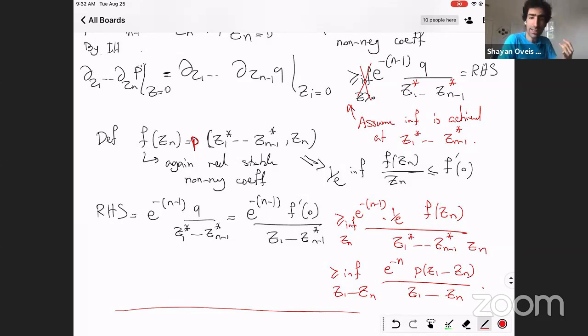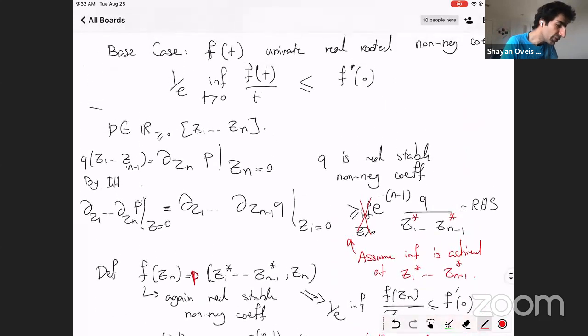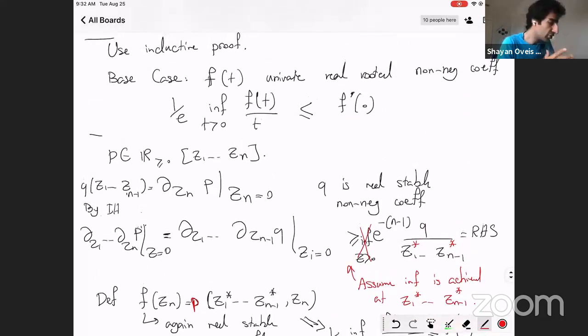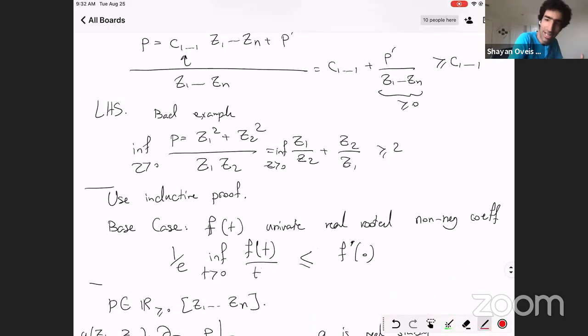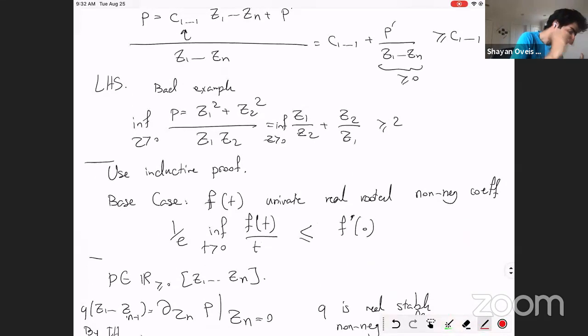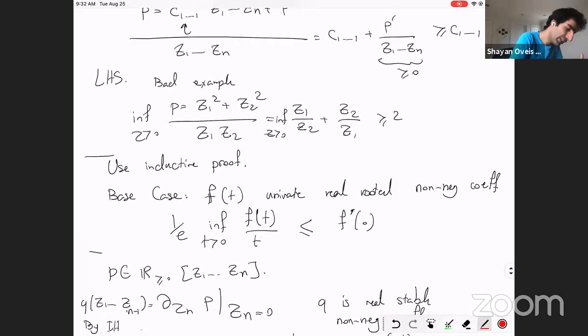One thing to notice is that this class of proofs is fairly general. I haven't proved the base case yet, and I'm running out of time, but hopefully maybe we do it very quickly in the next lecture.